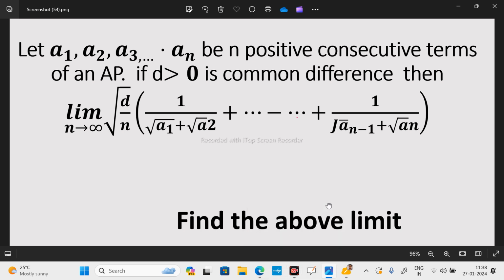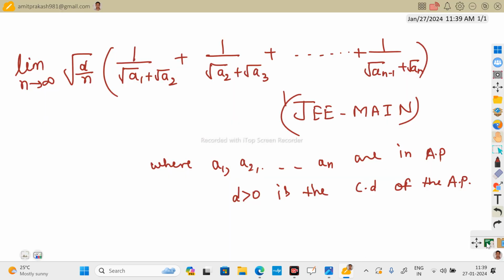We have given a problem of limit. This problem has been asked in JEE Main in 2023. Let a1, a2, a3, ..., an be positive consecutive terms of an AP. If d greater than 0 is the common difference, then we have to find the limit as n tends to infinity of square root of d upon n, times the bracket 1 upon square root a1 plus square root a2, plus ..., plus 1 upon square root of an minus 1 plus square root of an. So we are going to find out the given limit.